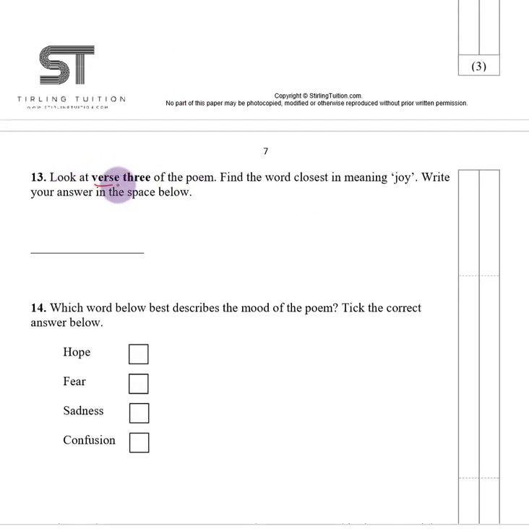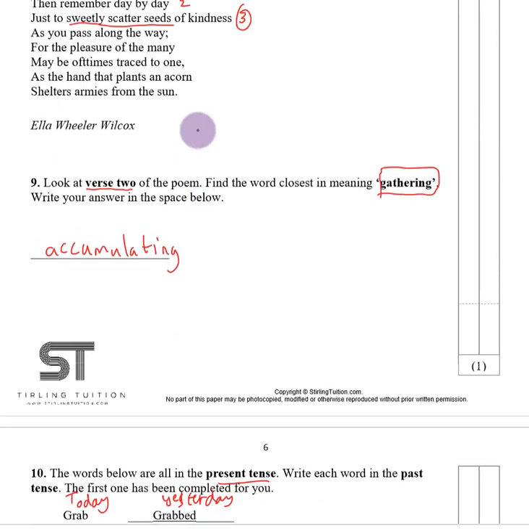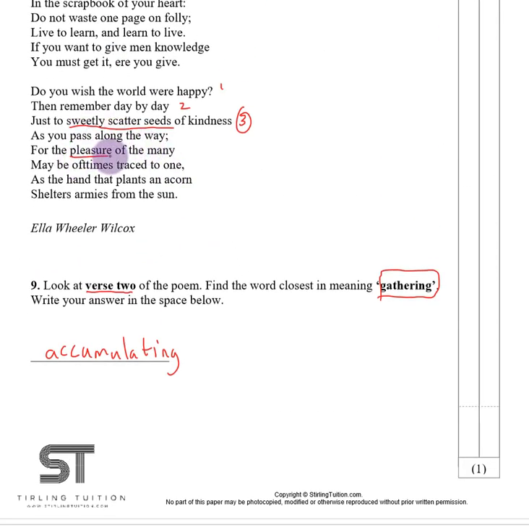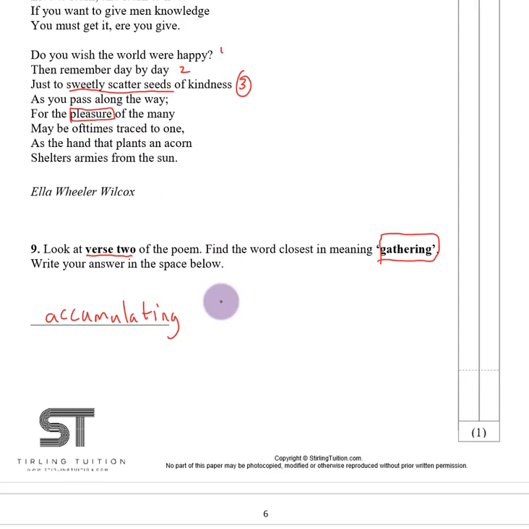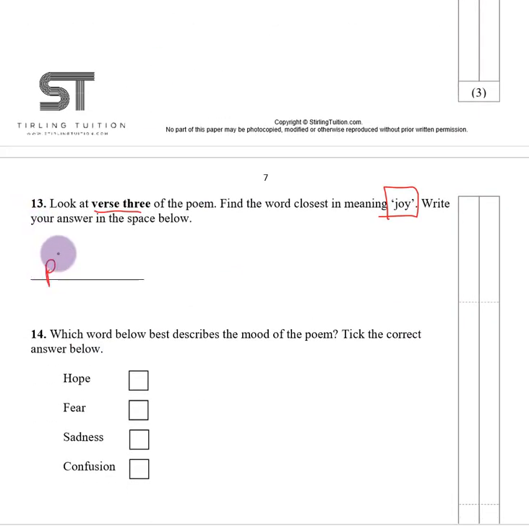Number 13, look at verse 3 again of the poem. Find the word closest in meaning to joy. Okay, write your answer in the space below. So joy, word that means joy in verse 3. And as we're looking, it's actually pleasure. Okay, so that's what we're after. So joy and pleasure means the same thing. So we'll just pop in here, pleasure.